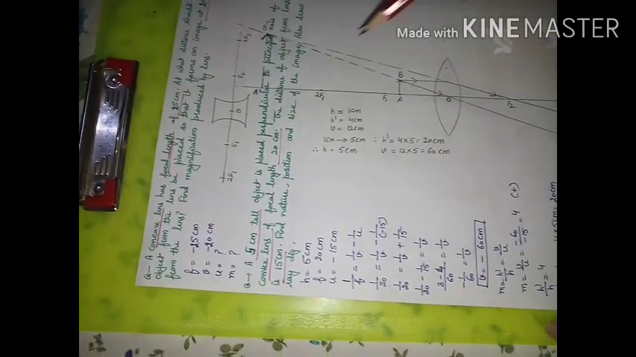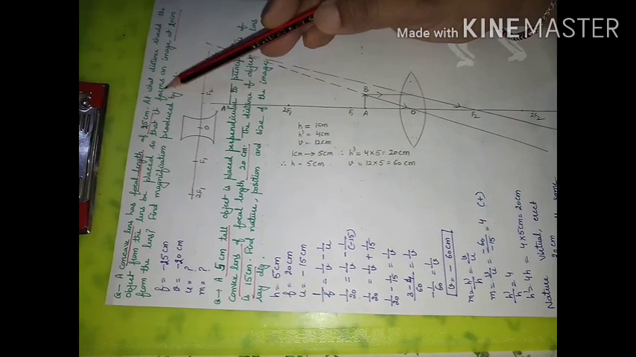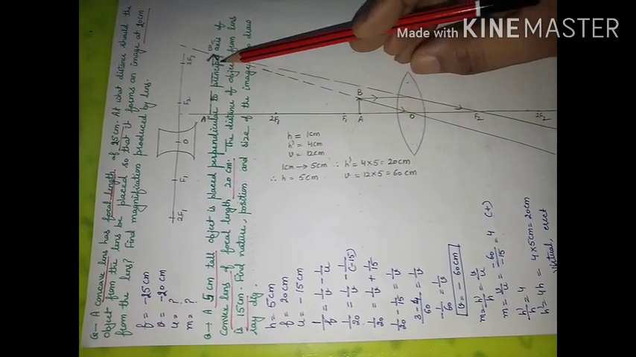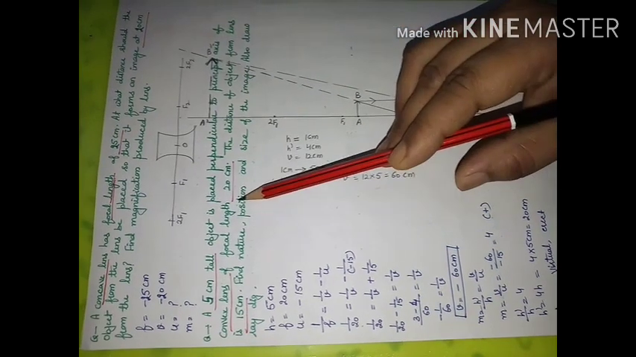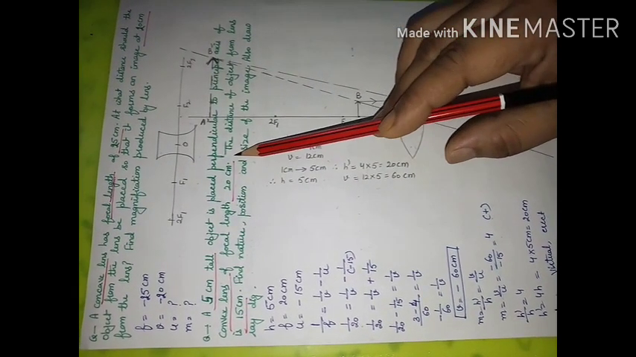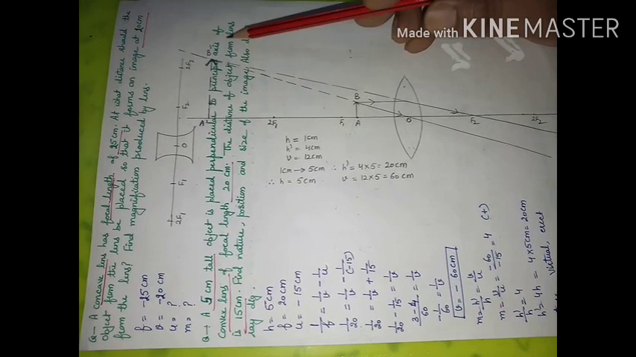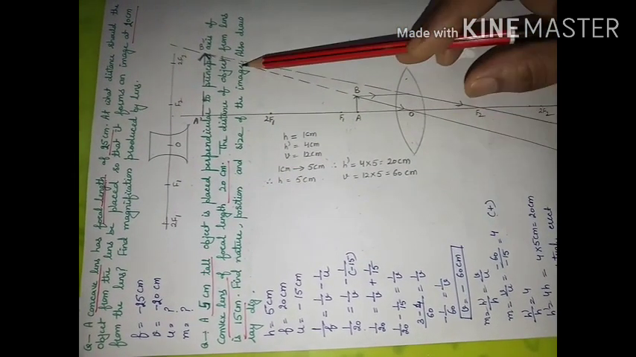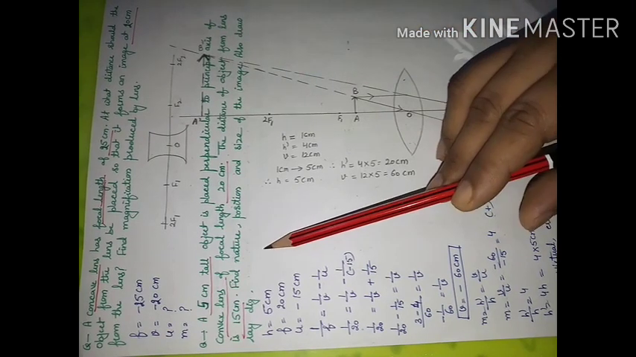Now I will consider this question, this one. This you can try on your own. A 5 centimeter tall object is placed perpendicular to principal axis of a convex lens of focal length 20 centimeter. The distance of object from the lens is 15 centimeter. Find nature, position and size of image. Also draw the ray diagram.